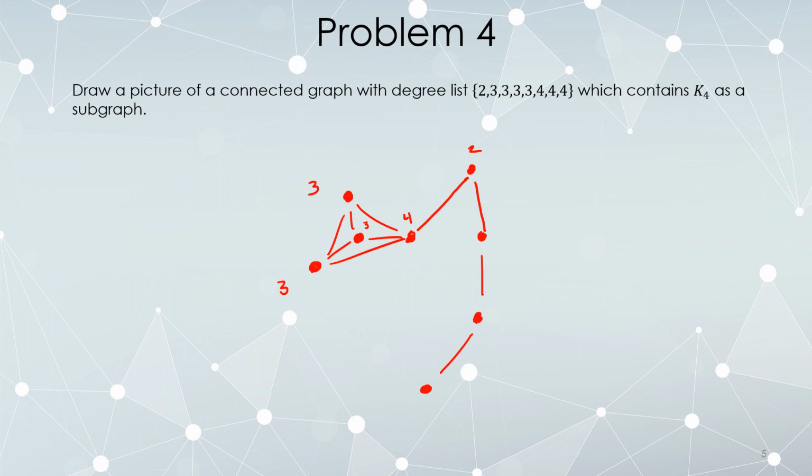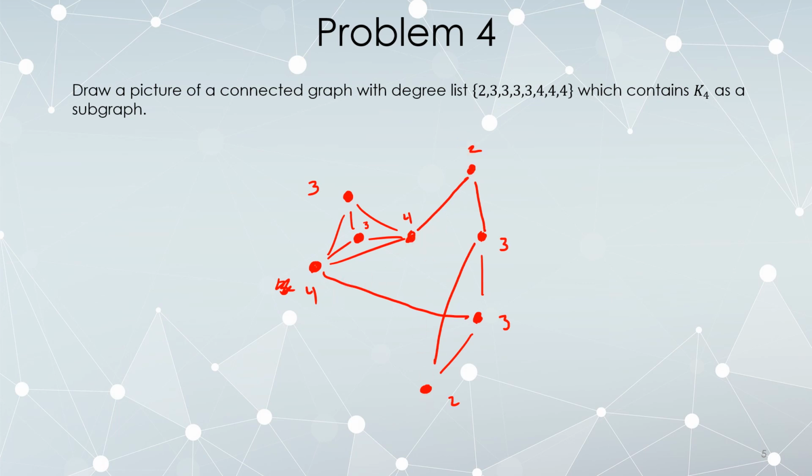So let's do there. So this now has degree 3. This vertex here has degree 2, so I need to connect it to something. Let's actually connect it like that. It now has degree 4, this has degree 3. This is still sitting at degree 2. Let's see, we want 2, 3, 3, 3, 3, 4, 4, 4. So we have an extra 2 and we don't have enough 4s.